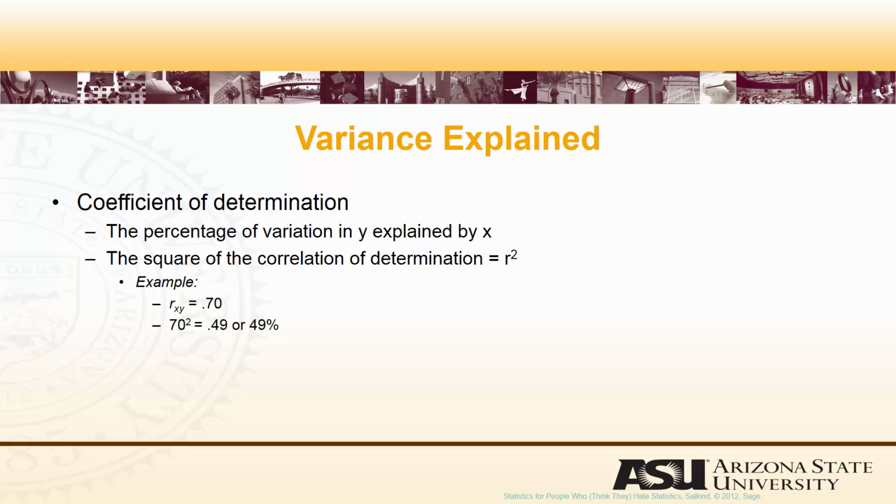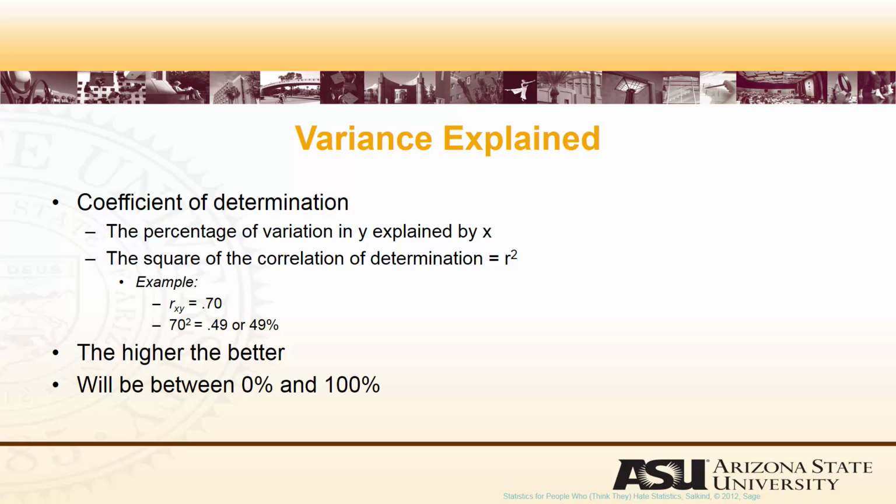And again, that doesn't mean it's causing it. All we know is that if we know something about x, we have a little bit more information on y. So the higher the better. It will always be between 0 and 100%, or 0 and 1 if we're using decimals.